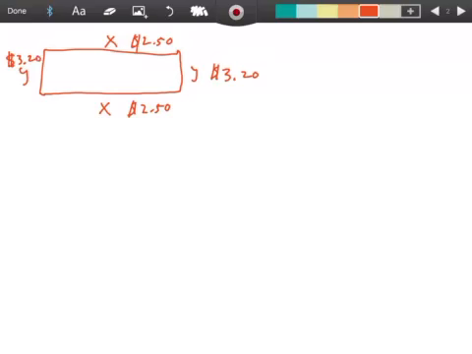So the cost function for the fence deals with perimeter. So the cost will be the price per foot times number of feet. So we will have 2x times 2.50 plus 2y times 3.20. That must equal the cost.